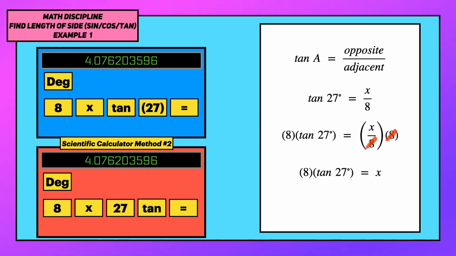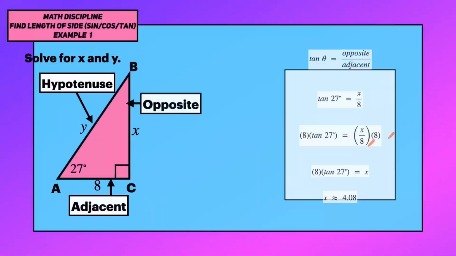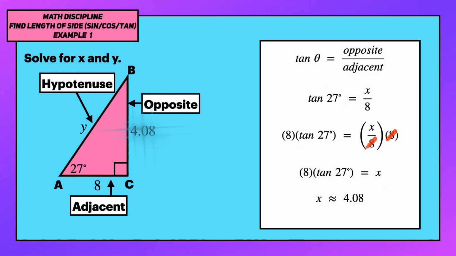In the first method, you are pressing the tangent button before you enter 27. In the second method, you are entering 27 before you press the tangent button. Okay, so if we round our answer to the nearest hundredth, x is approximately 4.08. So the length of side BC is approximately 4.08.